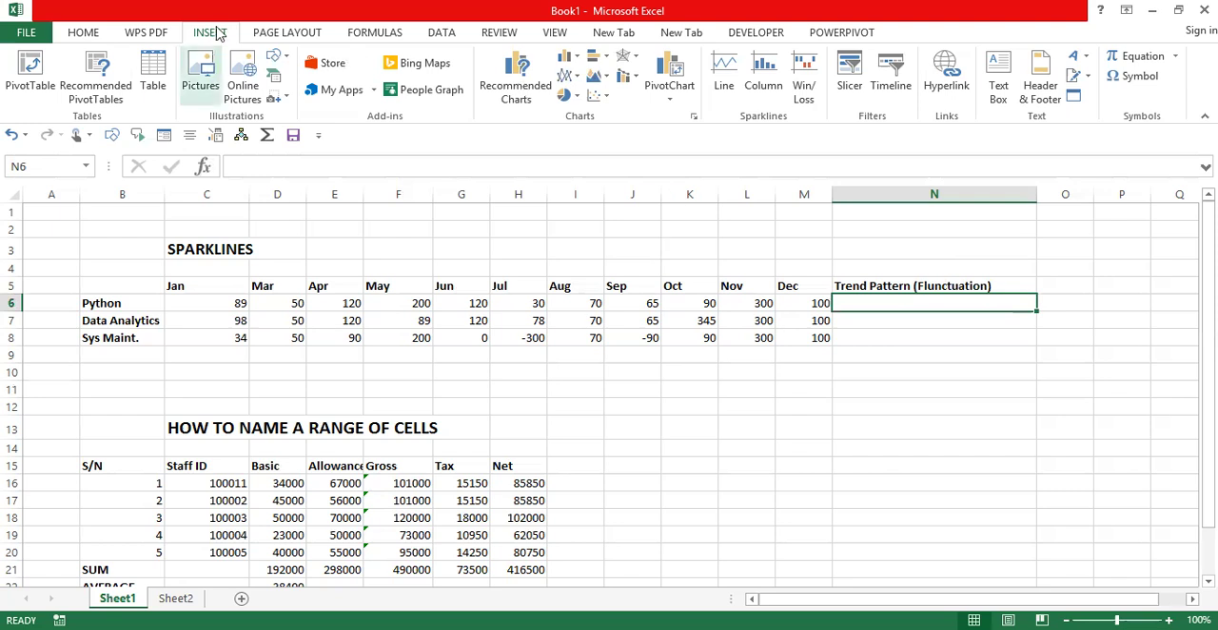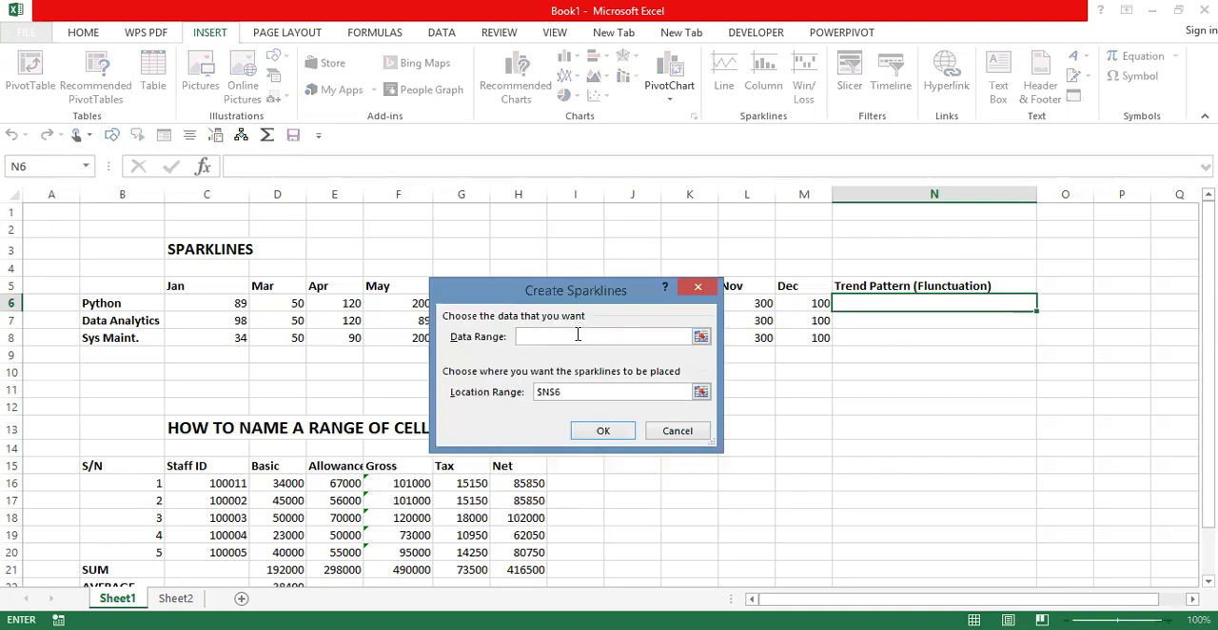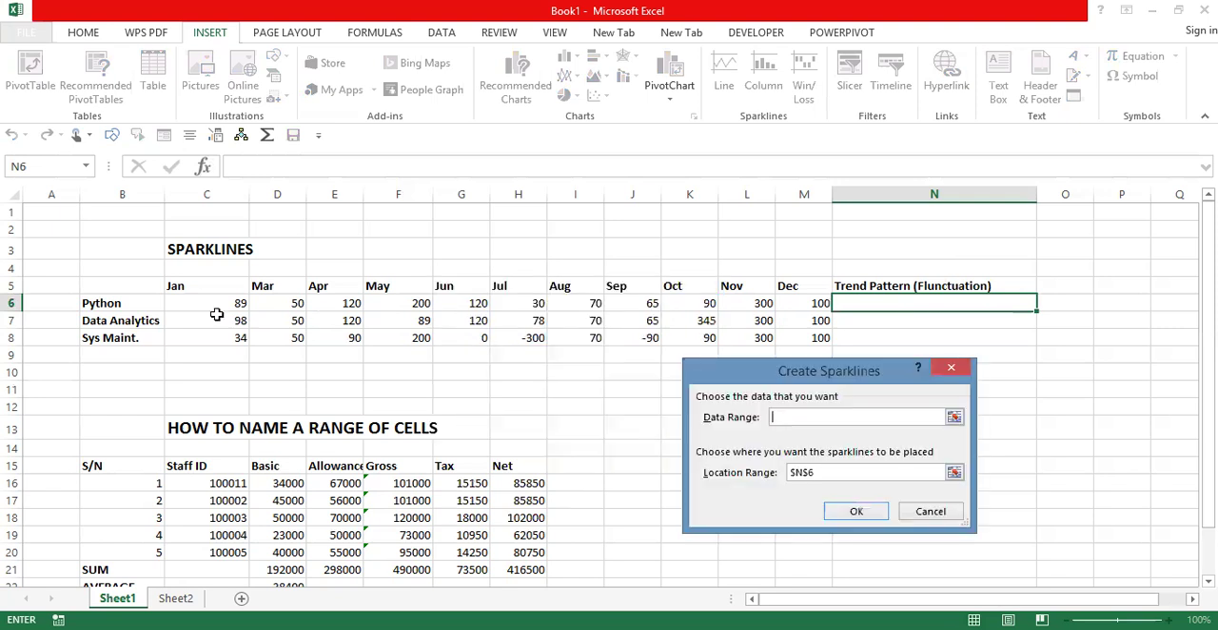Then you go to the Insert tab, click on Insert. You go to the sparkline section, then click on the type of sparklines you want. Let's create a line sparkline. Then, first of all, you are being asked for the data range you want to visualize the fluctuation for. Just select the data range.